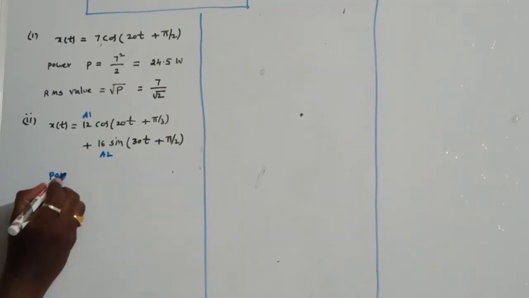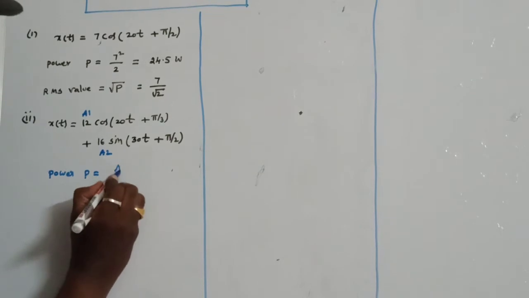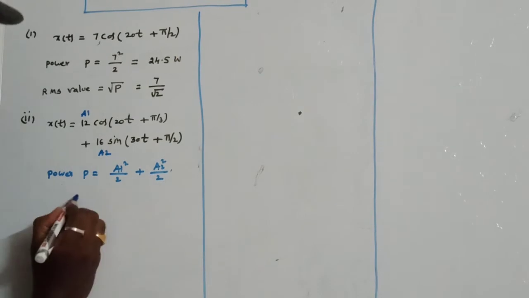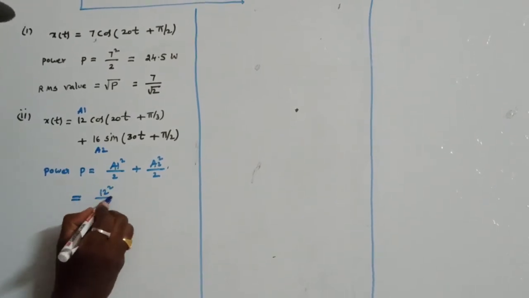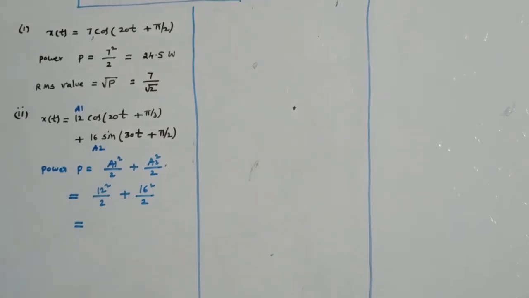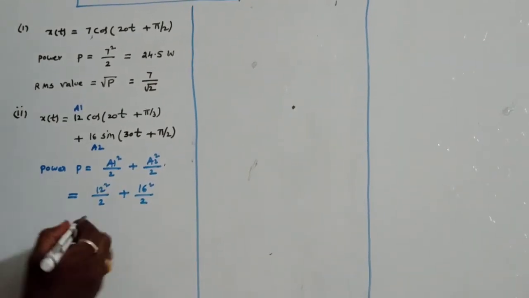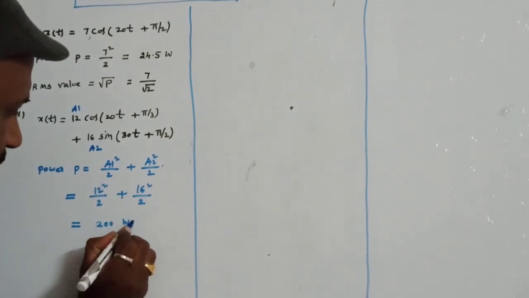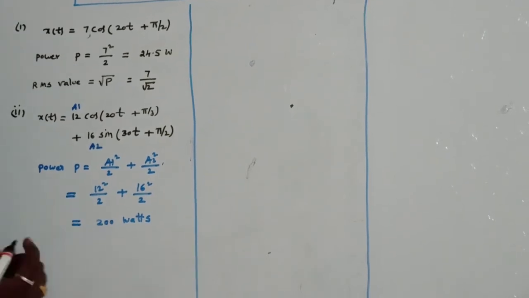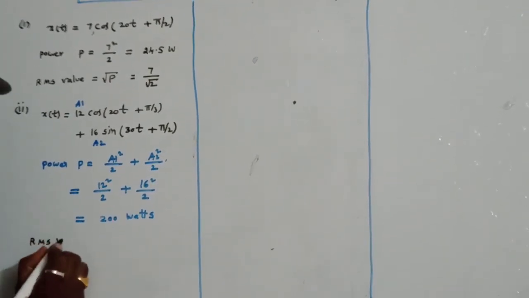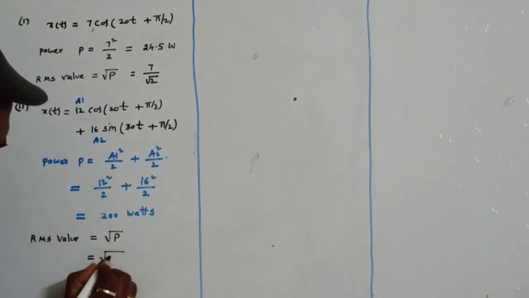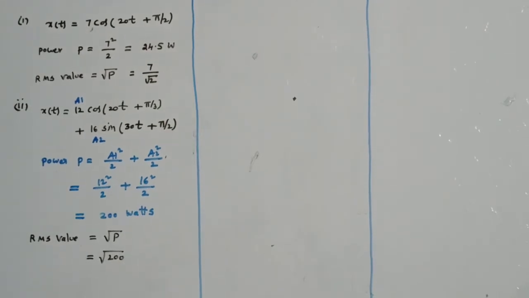So what is the power formula? P is equal to A1 square by 2 plus A2 square by 2. So this is the formula. Therefore 12 square by 2 plus 16 square by 2, so we can get the answer as 200 watts. So what is the RMS value? The RMS value is nothing but square root of power, which is square root of 200. So this is the answer for this problem.